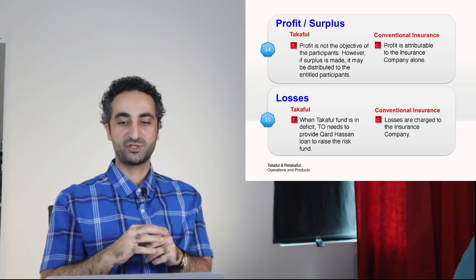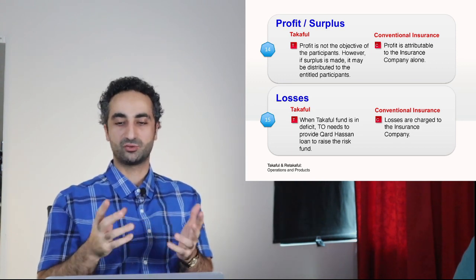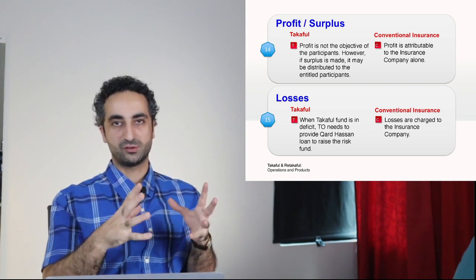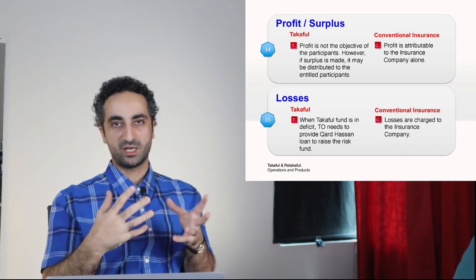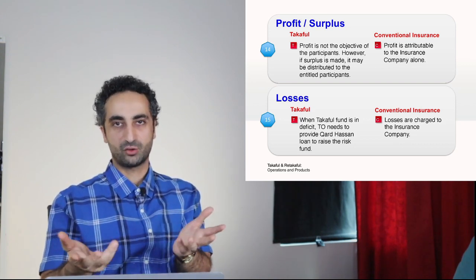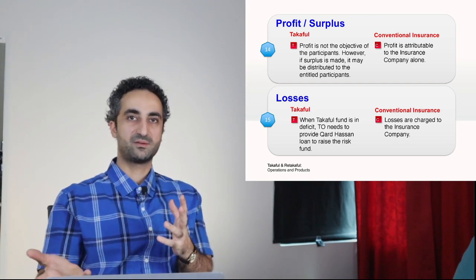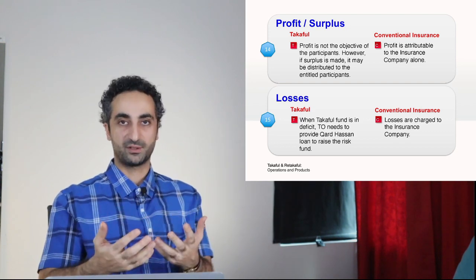How about conventional insurance? Profit is attributable to the insurance company alone. Of course, again, the company owns this business. This whole business is a commercial business. So any residual in the fund, that's the goal, right? Profit maximization. So we try to pay less claims, so we make more profits, so our shareholders are happier.